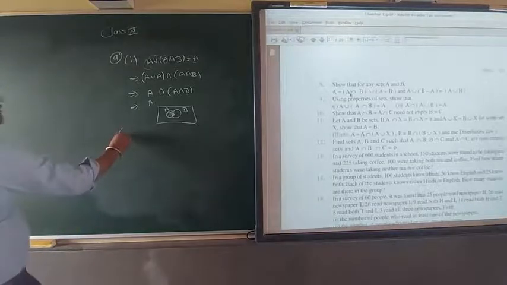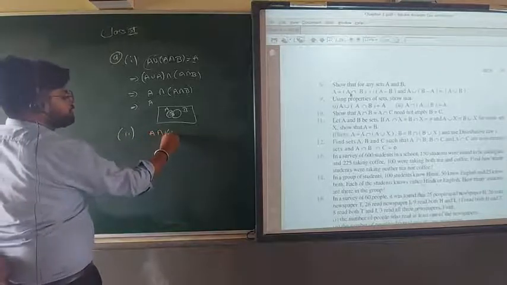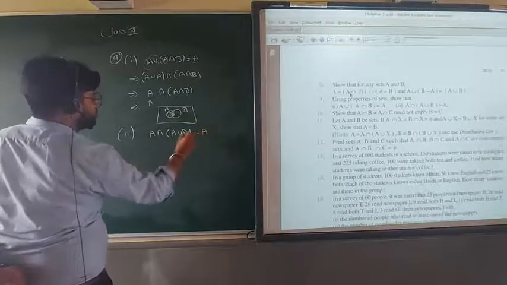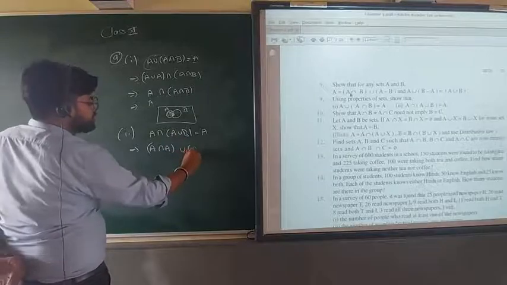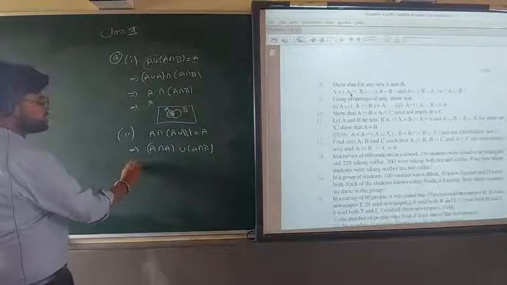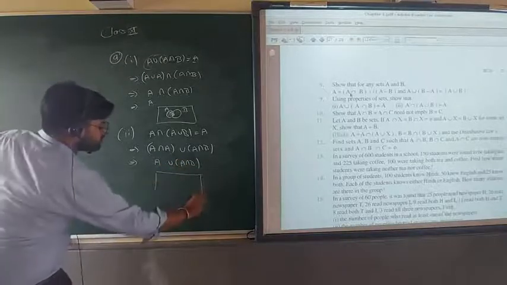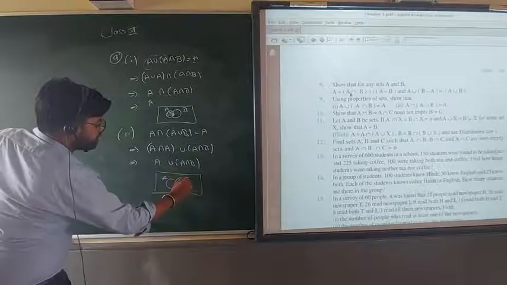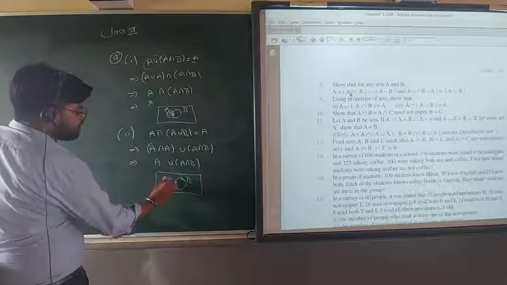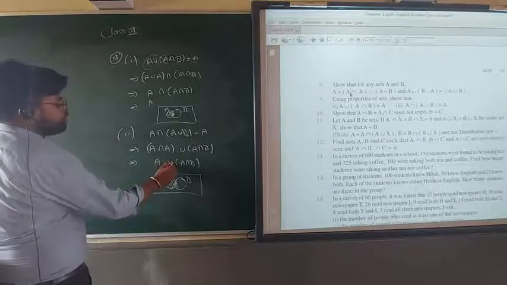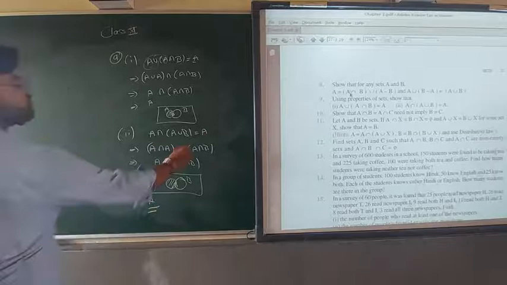Now the second part is A intersection (A union B). We have to prove it will be equal to A. So (A intersection A) union (A intersection B). A intersection A means what? The A part only, union A intersection B. Again I will show with the Venn diagram. If this will be A, this will be B, then A intersection B is this one again, and A will be this. So what is A union (A intersection B)? The same thing, the A set only. So this also we proved.